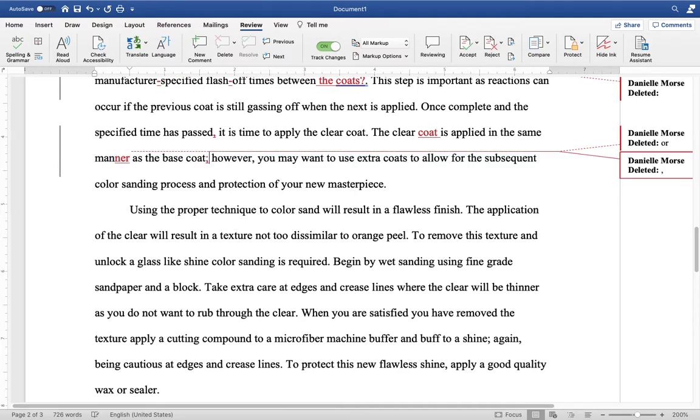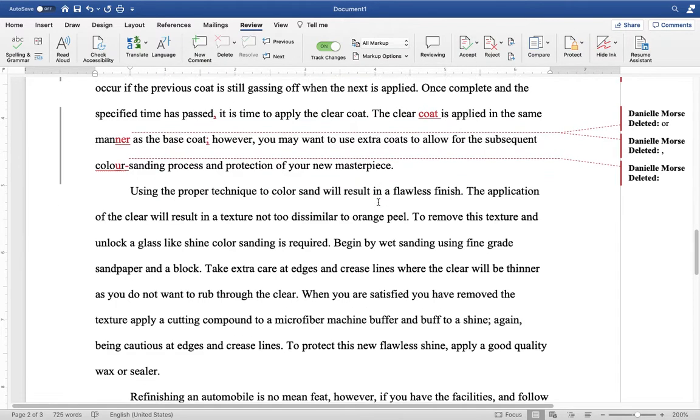This is what we call a buried however. It's buried in the middle of a sentence with a semicolon, however, comma. However, you may want to use extra coats to allow for the subsequent color sanding. Now here, the student does write in British English, but here they're using American English, so I'm just going to give that your British English. And subsequent color sanding, and that's a hyphen, color-sanding process and protection of your new masterpiece.